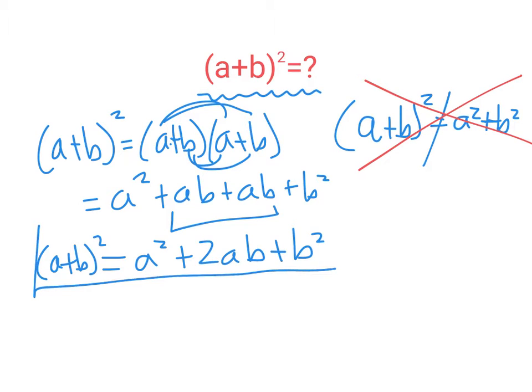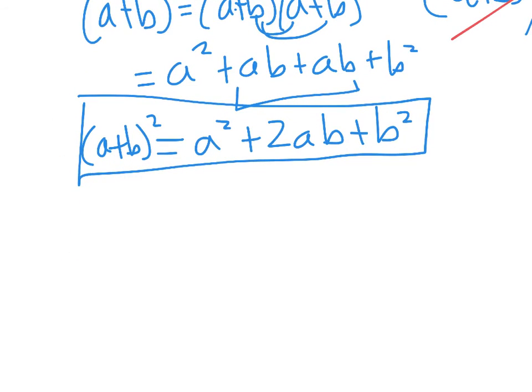There is your rule that you want to memorize. We get a squared, which is the first thing squared, b squared, the last thing squared. That's what we were kind of expecting maybe on first thought. But we also have 2 times their product. ab means a times b. Okay, so what? That's great.